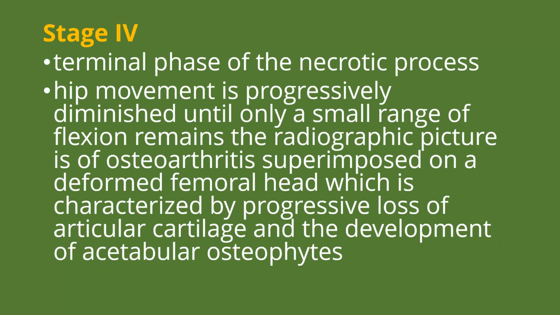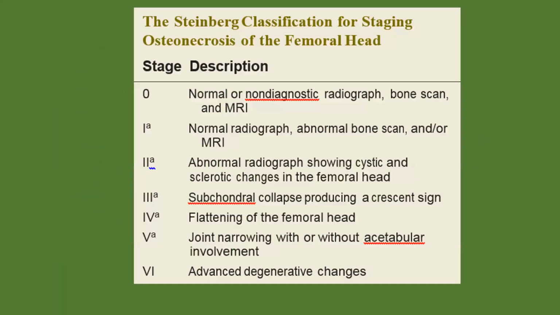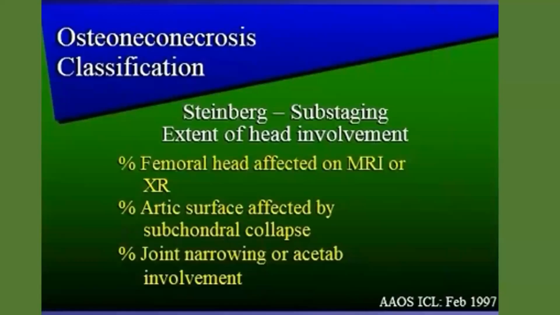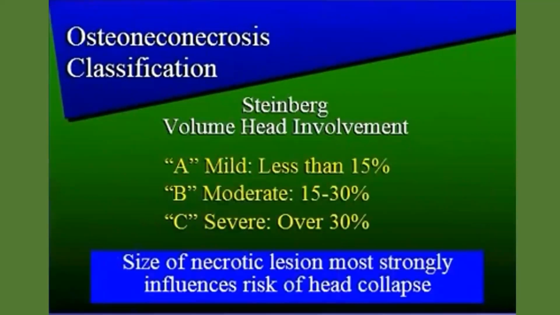Stage 4, they have a terminal phase of the necrotic process. Hip movement is progressively diminished until only a small range of flexion remains. The radiographic picture is of osteoarthritis superimposed on a deformed femoral head, which is characterized by progressive loss of articular cartilage and the development of acetabular osteophytes. So don't forget the Steinberg classification. We ask it, and you have to know in detail about the Steinberg classification.